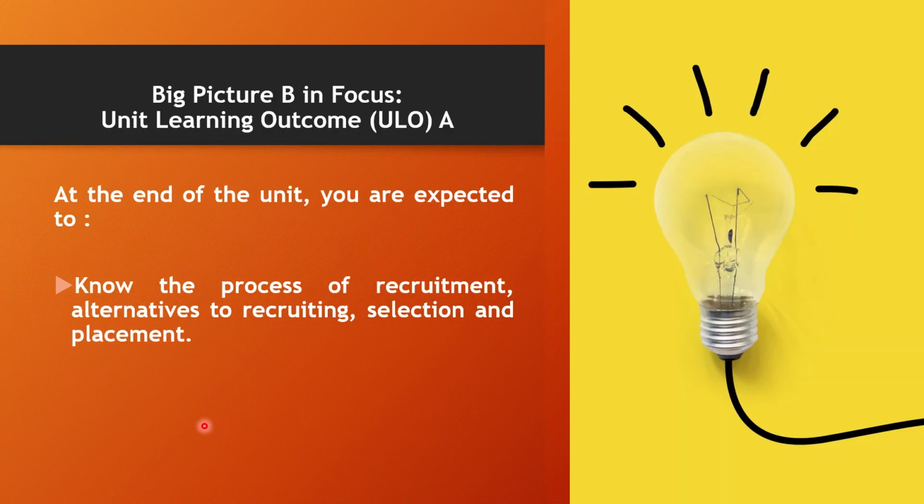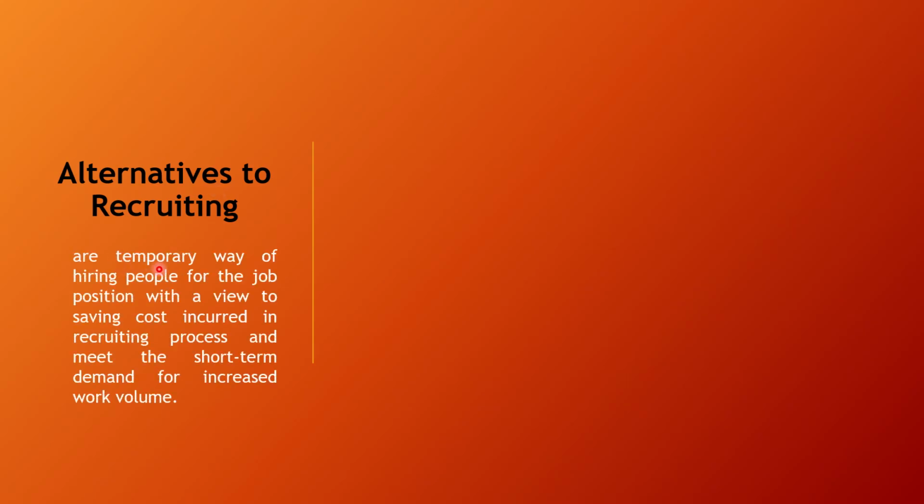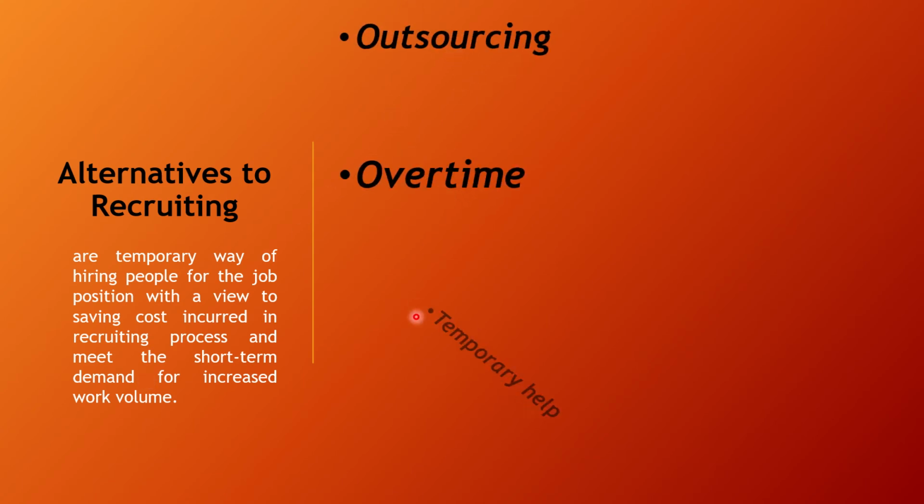In the previous lesson, we tackled the process of recruitment. Today, we're going to discuss the alternatives to recruiting, selection, and placement. Alternatives to recruiting are a temporary way of hiring people for the job position with a view to saving costs incurred in the recruiting process and meet the short-term demand for increased work volume. This could be outsourcing, overtime, or temporary help.